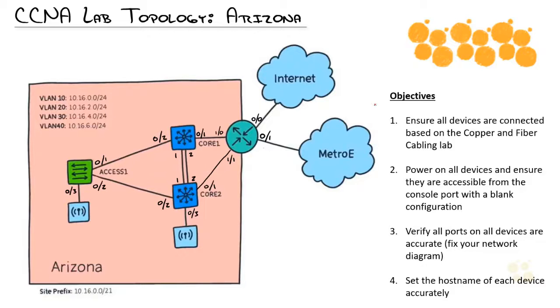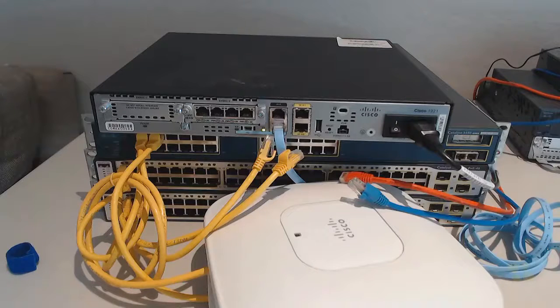So let's hit our objectives for this lab. First off, I want to ensure that all devices are connected based on the copper and fiber cabling lab. They're all powered on and they're accessible from the console port and have a blank configuration. I want to make sure everything is completely erased. My main reason for doing that is we took a pretty heavy sledgehammer to our pod when we were going through and talking about the console board. Everything's kind of disconnected. I just want to go through and verify everything is here.